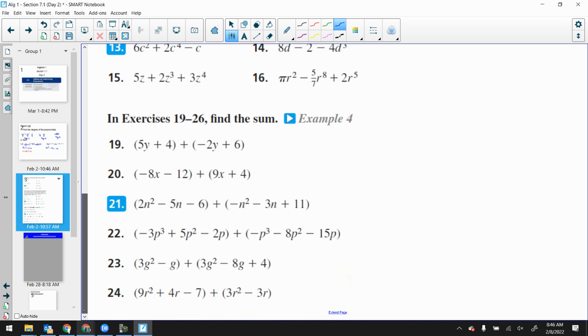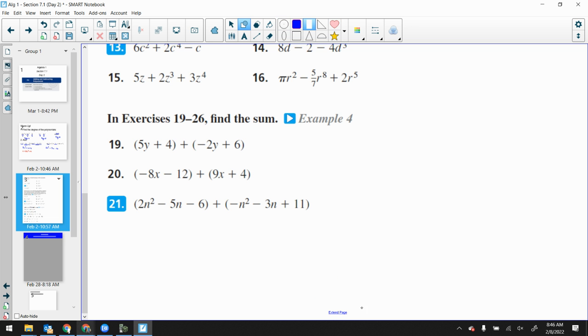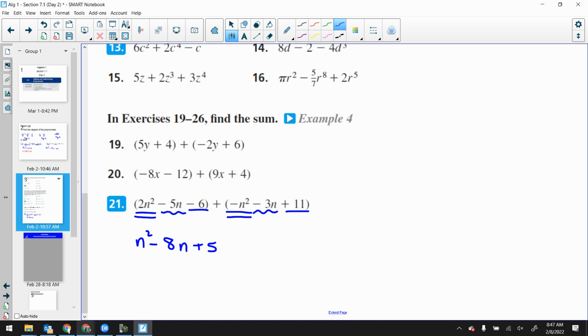Okay. So we have a 2n squared and a negative n squared to make a 1n squared, or honestly, you don't need the 1 there. And then we have a negative 5n and a negative 3n to make negative 8n, and a negative 6 and positive 11 to make a plus 5. A second degree trinomial. Some might call that a quadratic trinomial.